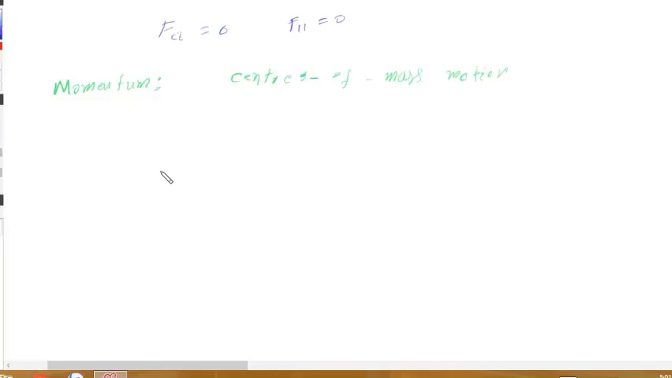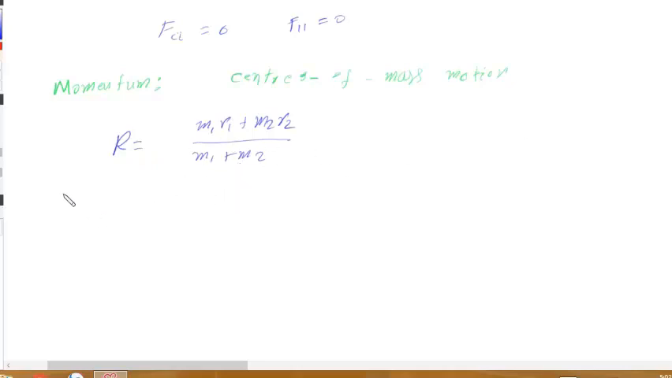Now the position R of the center of mass for a two body system is R equal to m1 r1 plus m2 r2 divided by m1 plus m2. This is the position of the center of mass for the two body system.